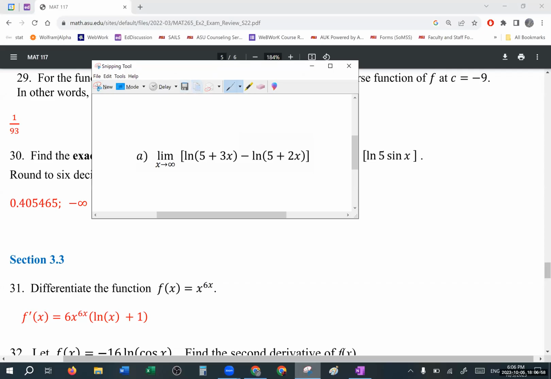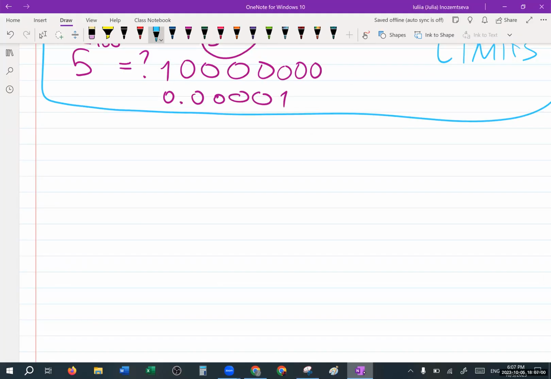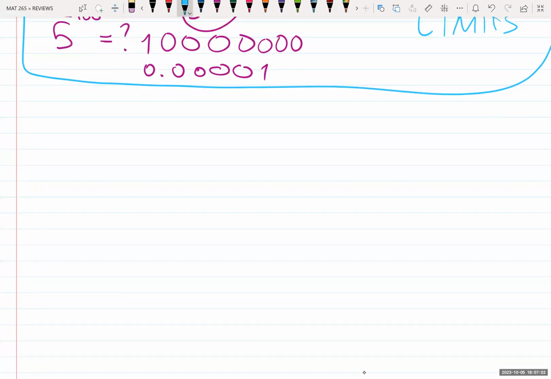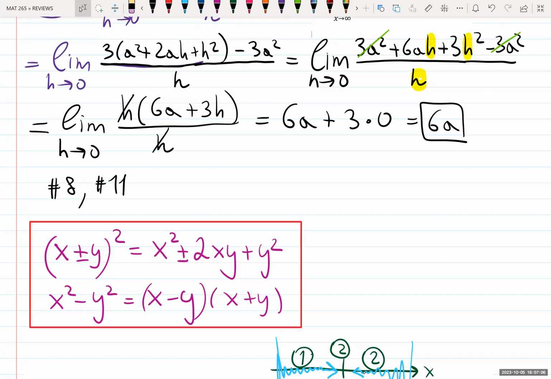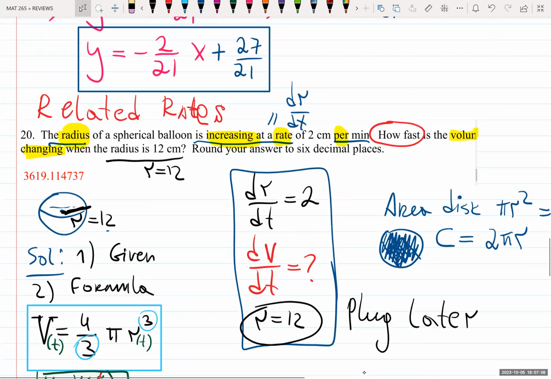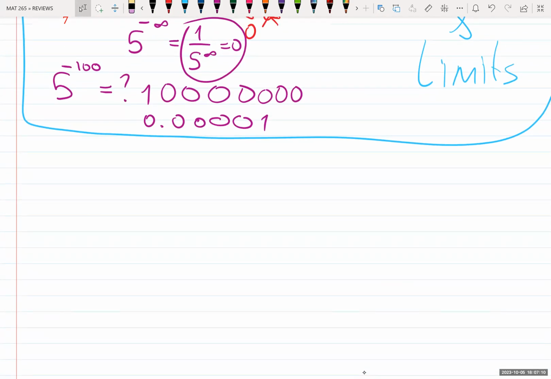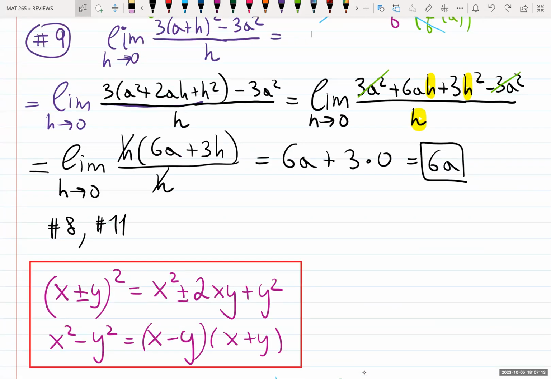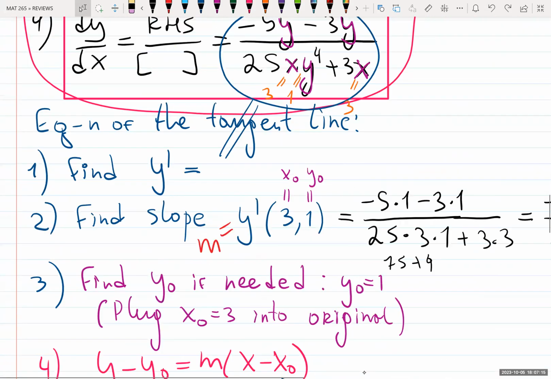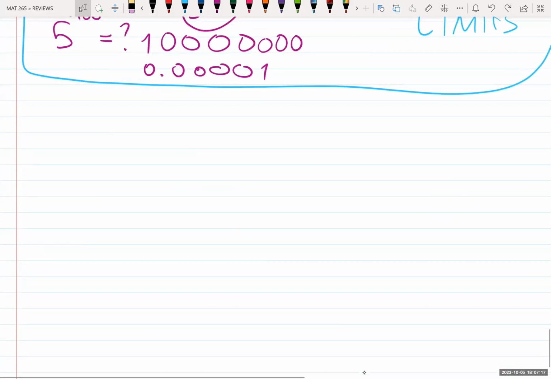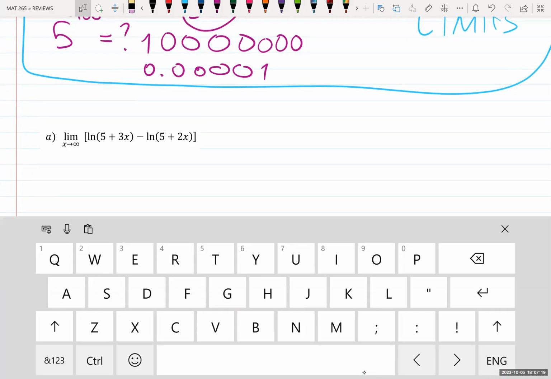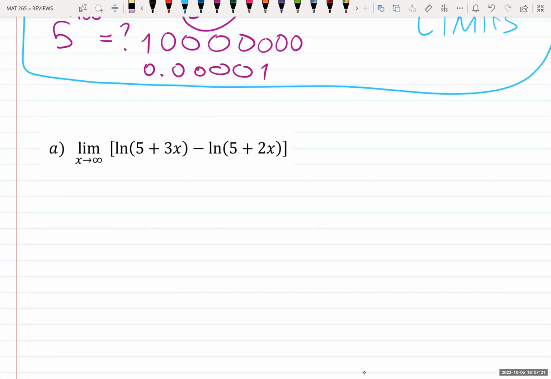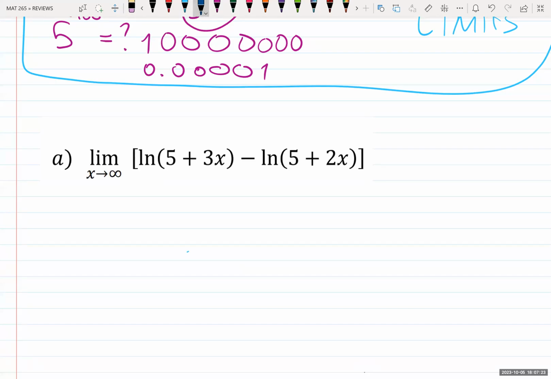Now we introduce logs to you, and then we continue basically talking about limits, but with exps and logs in this case. It is log. Sorry if it's making you feel dizzy. And you need to know properties of logs.